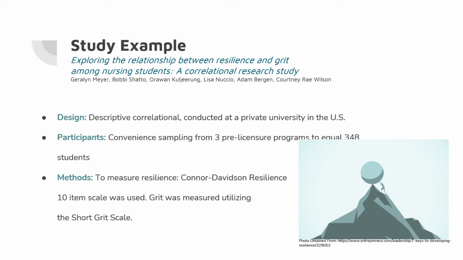So the study was a descriptive correlational design conducted at a private university in the United States. There were 348 nursing students used via convenience sampling from 3 pre-licensure programs. 2 scales were used, one measuring resilience and the other measuring grit. The Connor-Davidson resilience scale uses a 10-item 4-point Likert scoring to measure resilience. The higher the score, the higher the resilience.